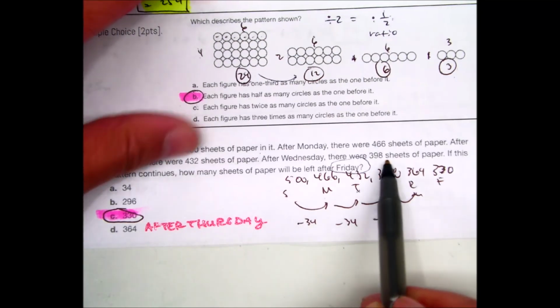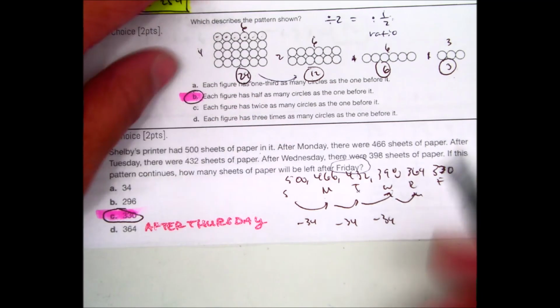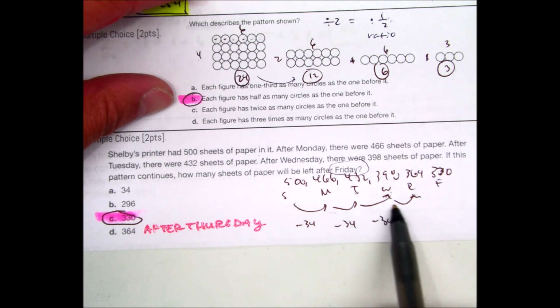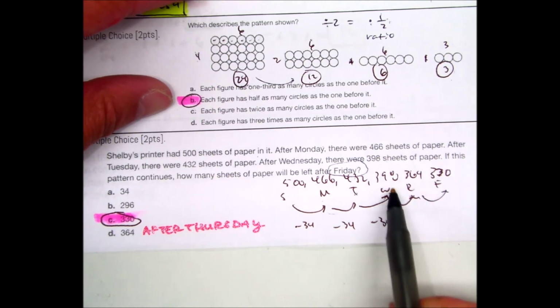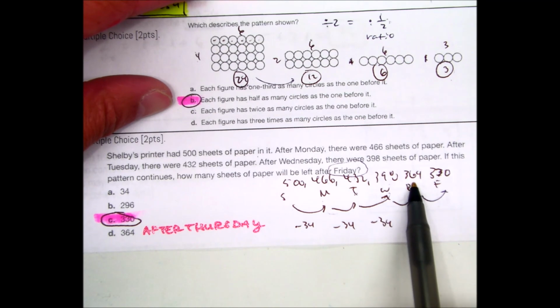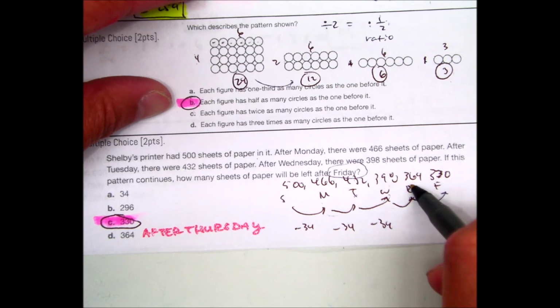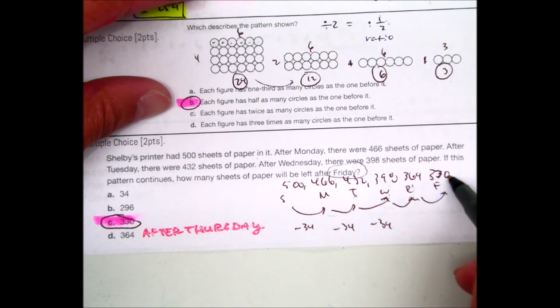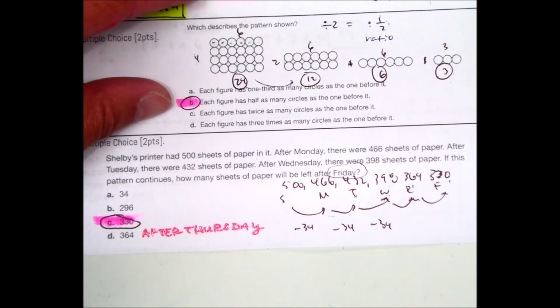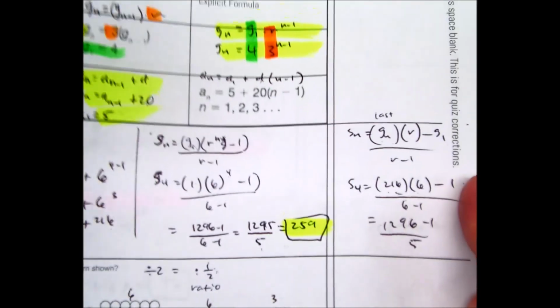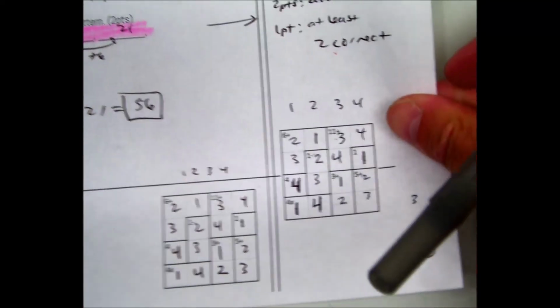So after Wednesday, the last one, I have 398. Okay, and the pattern I'm noticing is that she's subtracting 34. If I subtract 34 from Wednesday's, I get 364, which is their choice D, which is wrong. And then if I subtract it one more time, I get Friday's, which is 330. So that side was worth 30 points. So 30 plus the 20 gives you the 50 points.